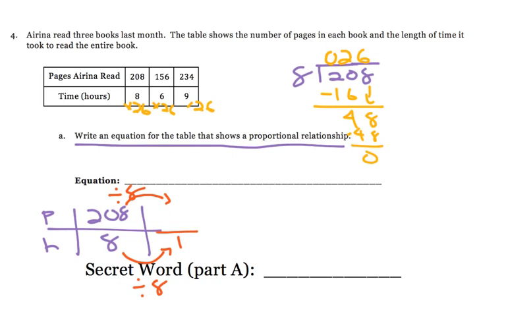Okay, so to put that in equation form, we have the unit rate, which is the number of pages read per hour, so multiplied by the number of hours, and that's going to equal P, the number of pages Irina reads.